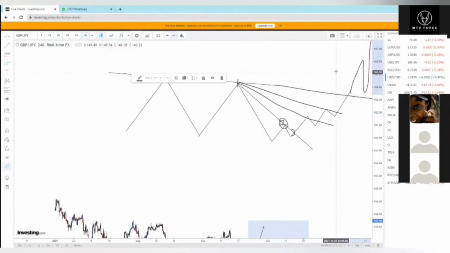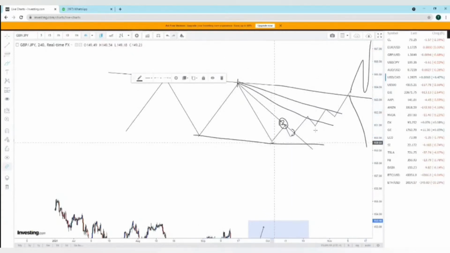Retest, then continue. Or respect the zone and come inside. Once it comes inside, you manipulate it again. You use the same thing. You start eating from here now.